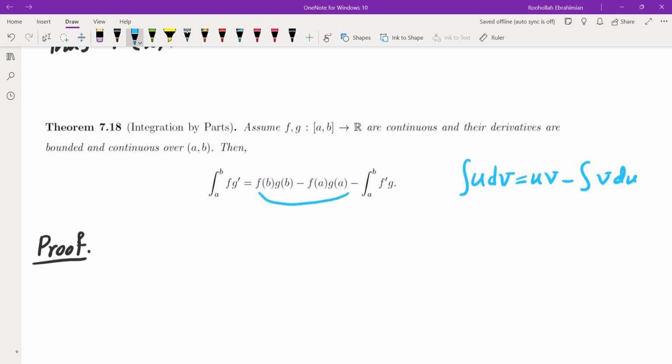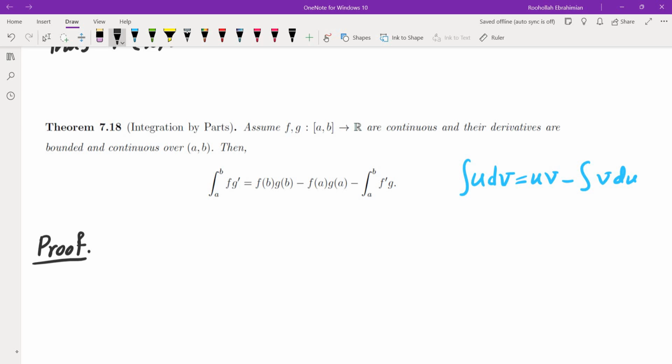So this would be, since it's a definite integral, you have to evaluate it at the endpoints. This would be like u dv, this would be v du. Okay, so let's prove this one. The proof would be, if you combine the two terms, the two integrals, we would be able to use the product rule, and then we can split that up into two different integrals using additivity.